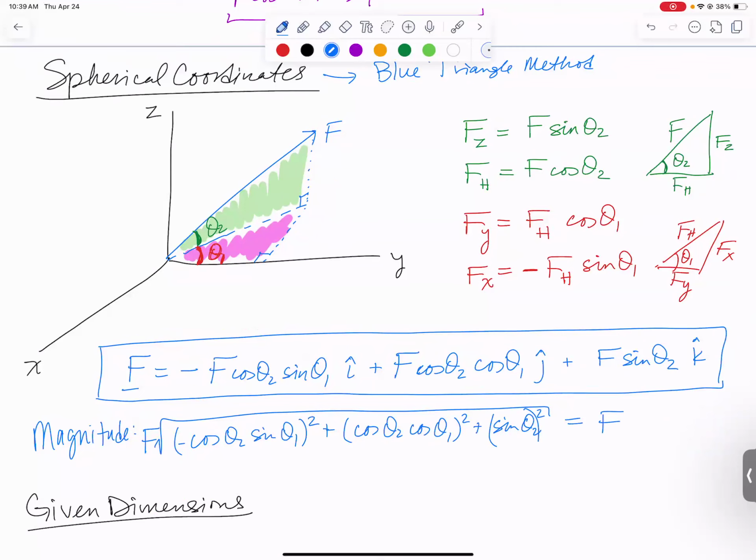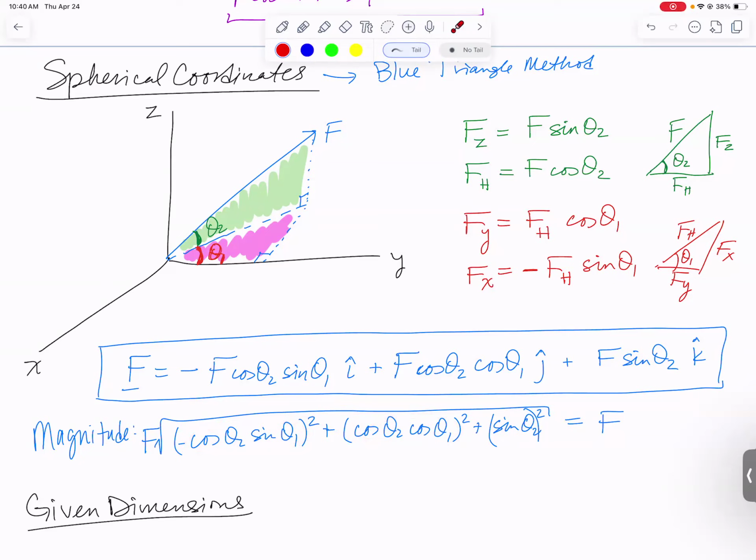F times that square root of stuff needs to equal f, and it will if you've done the math correctly, because you remember the fact that sine squared plus cosine squared of the same angle is 1. So if you take these first two terms, you can factor out the cosine theta 2 and you end up with sine theta 1 squared plus cosine theta 1 squared, which is 1. We'll be left with the cosine squared theta 2, which when you combine with the sine squared theta 2 is also 1. Finally, my favorite is when we're given the dimensions.